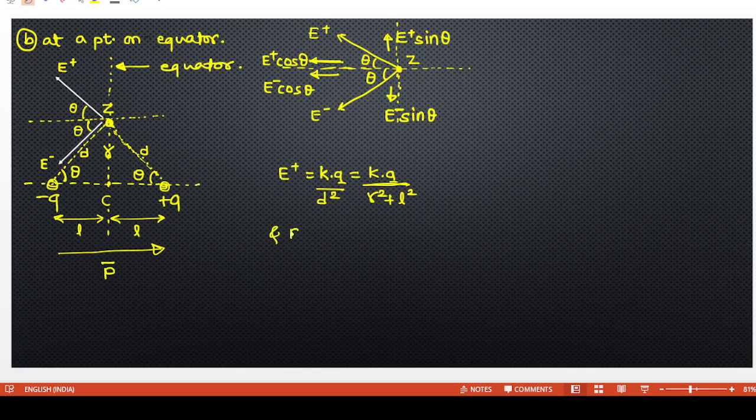And what about E minus? What is the magnitude of the electric field produced by this minus charge? How much electric field will this minus charge produce? kq by r square. K is K. Don't write Q as minus Q, you are finding the magnitude of the electric field. Here also r square is d square, and again d square can be replaced by r square plus l square. Now tell me what happens at point Z.